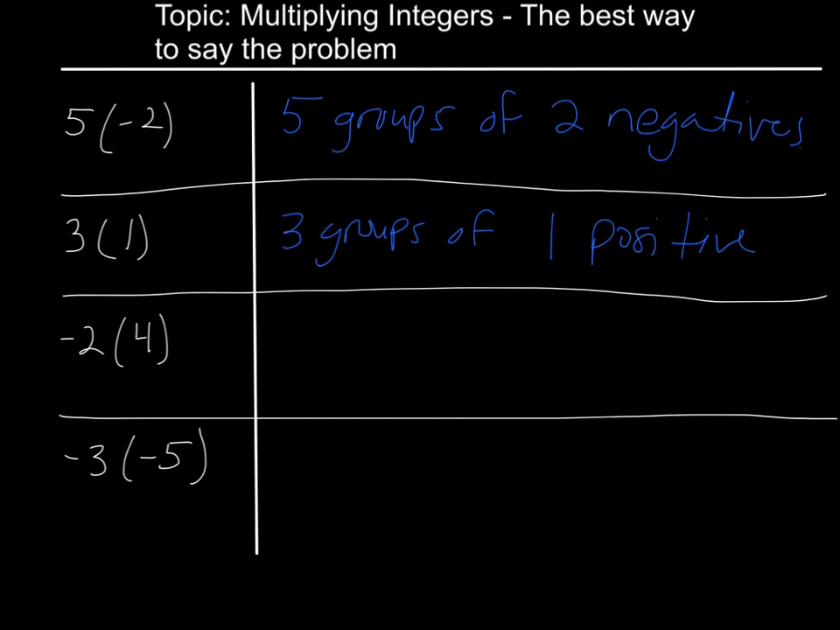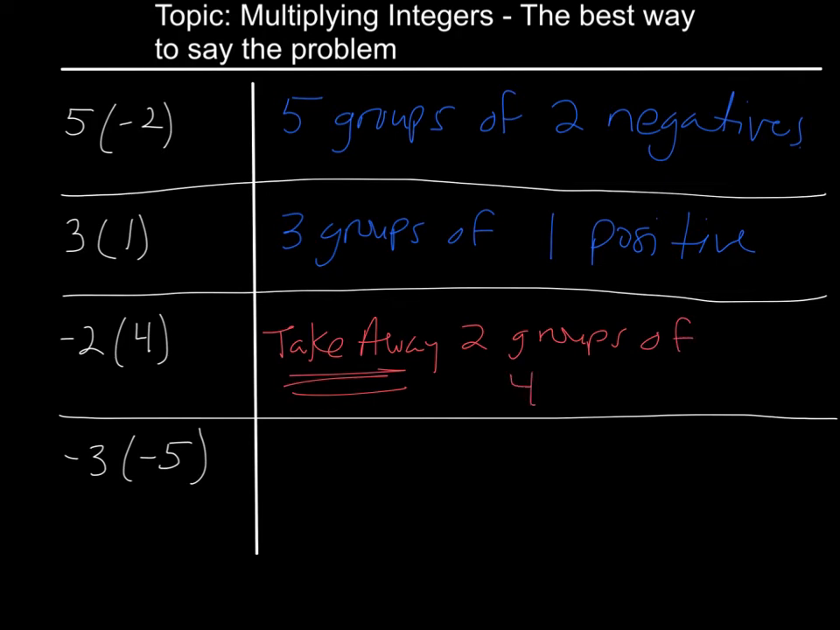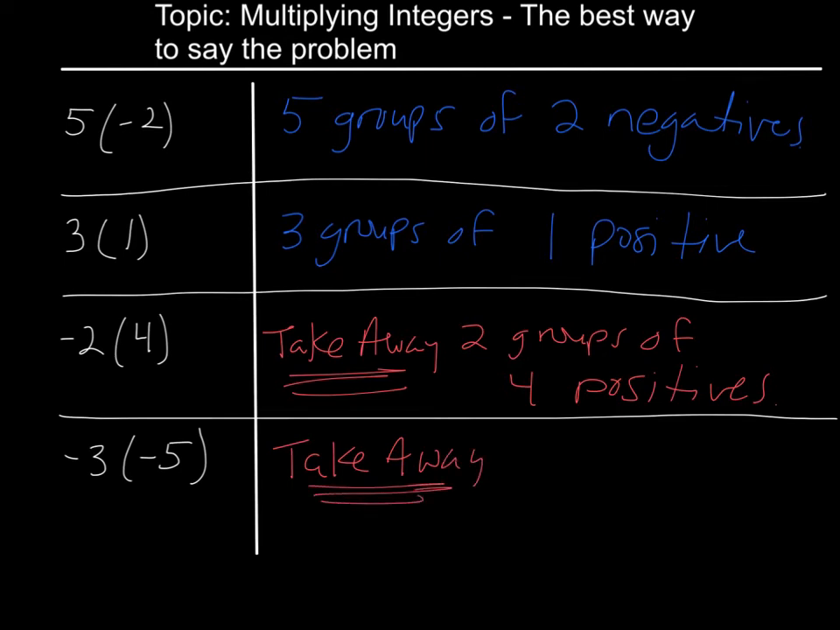So this says that I'm going to take away 2 groups of 4 positives. Okay, so you take away 2 groups of 4 positives, and then the last one here is take away, again, because that first number is negative, take away 3 groups of 5 negatives, which is slightly different, again, than saying of -5. I like of 5 negatives better. Okay, so the first thing we have to do is be able to say them or state them correctly, that will reinforce using those integer tiles. Now let's take a look at doing the problems.